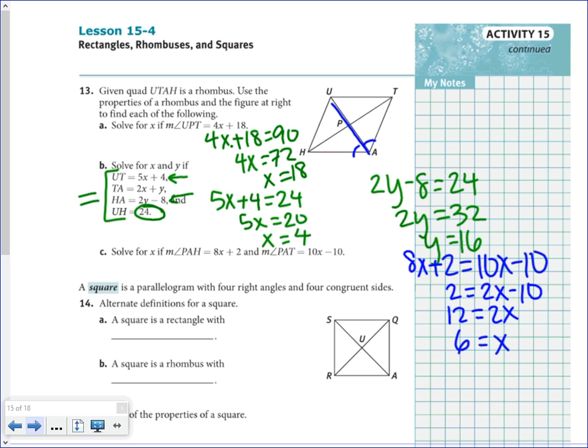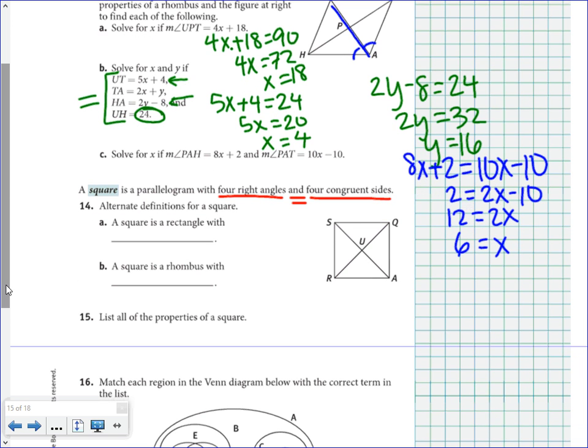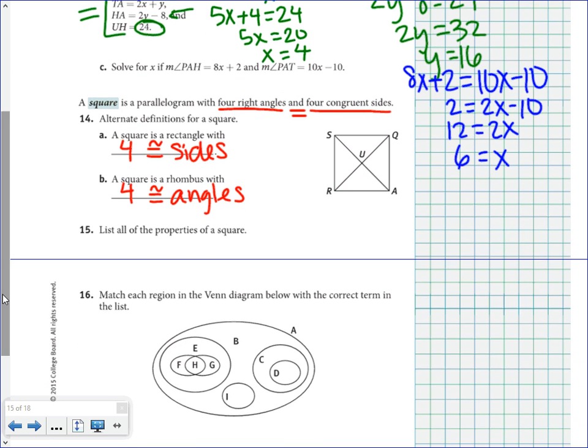So now we're going to look at a square. So a square is a type of parallelogram that has 4 right angles and 4 congruent sides. So what that means, a square is a rectangle with 4 congruent sides. A square is a rhombus with 4 congruent angles. A square is a rhombus and a rectangle put together. So looking at number 15, we want to list all of the properties of a square. And there were a bunch of them.